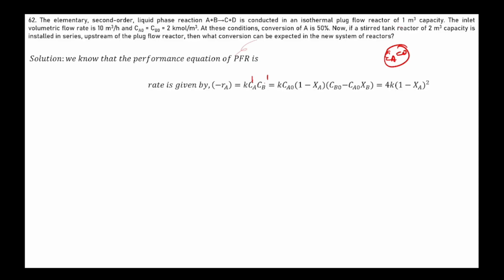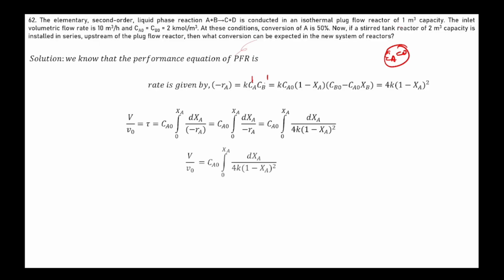So we will have this. Now, applying the performance equation of PFR, putting the value of rate, we'll get this. Okay, so k is 5. Now we have a new system. What is in the new system? There is a mixed flow reactor on the upstream, and then there is a plug flow reactor on the downstream of the mixed flow reactor.